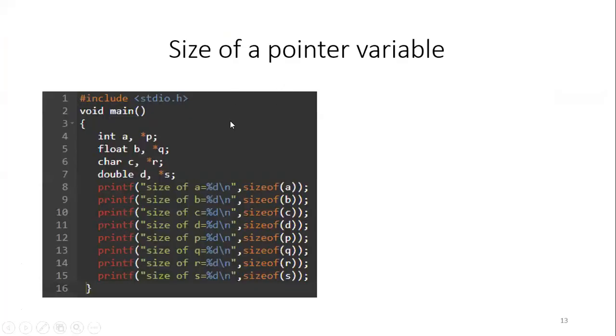Let us consider a program where I have four built-in variables, that is the basic data variables A, B, C, and D. They are of type integer, float, char, and double respectively. Then I have declared four pointer variables P, Q, R, S, which are of type integer, float, char, and double. Now I want to print how much memory will be allocated to these different variables.